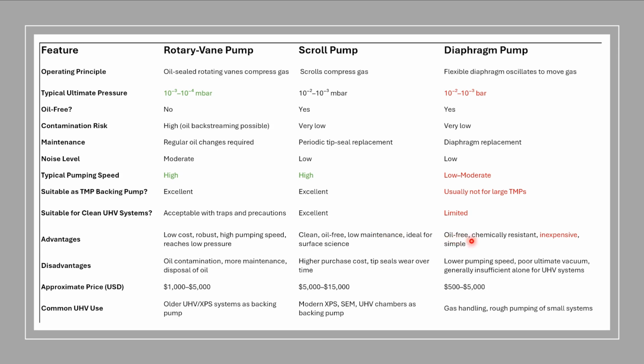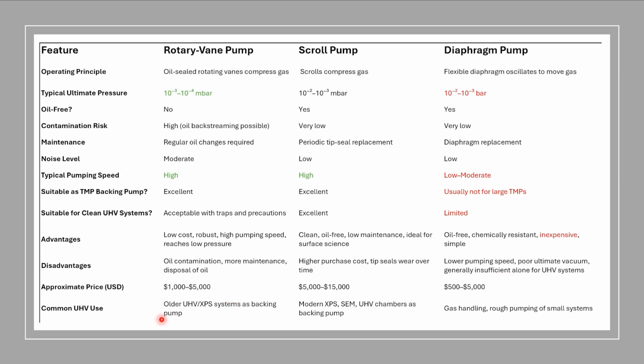Diaphragm pumps are also oil-free, chemically resistive, and inexpensive. The main disadvantage of the Rotary-Vane pump: oil contamination. You have to change the oil 2 times a year generally if it is working regularly. If you don't change the oil, then you may break the pump and it becomes very terrible for you. Scroll pumps are generally more expensive and you have to change the tip seals. For diaphragm pumps, pumping speed is very low, but they are chemically resistive. You can only sustain a poor vacuum condition, unfortunately.